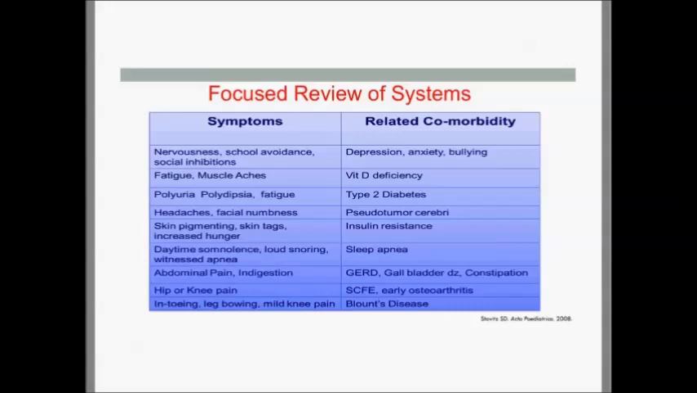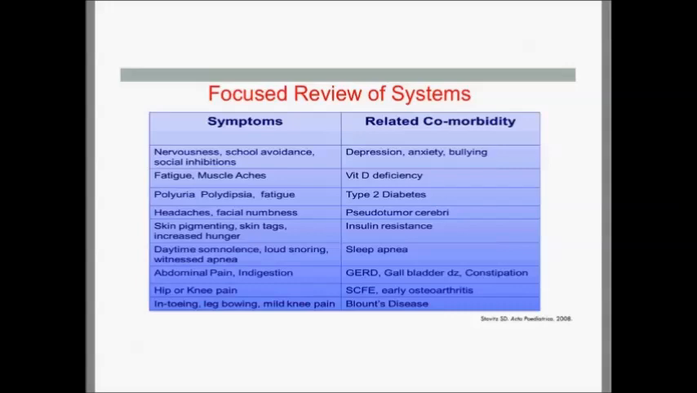Fatigue and muscle aches, you want to think of vitamin D deficiency, extraordinarily common in these children. You should check vitamin D in all of them and treat it. Polyuria, polydipsia, fatigue, think of type 2 diabetes. Headaches, facial numbness, think of pseudotumor cerebri. Skin pigmentation, skin tags, increased hunger, you want to think about insulin resistance.